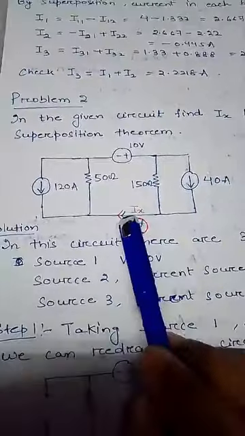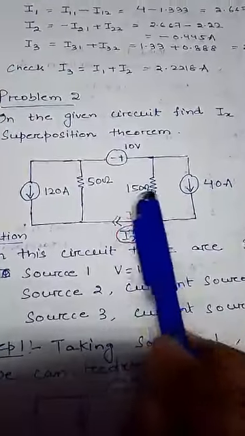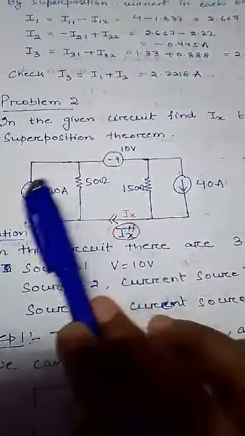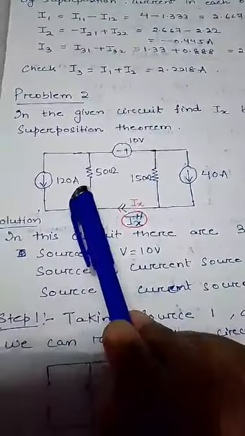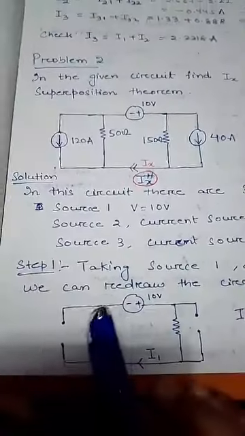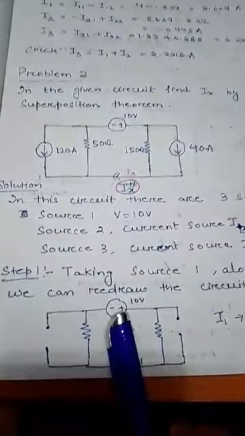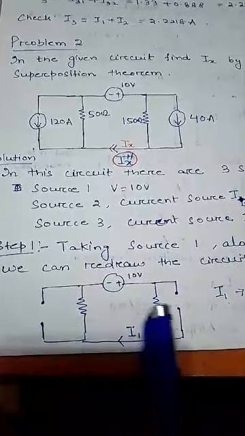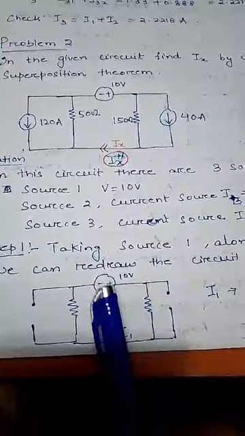As per the superposition principle we will use one source at a time and make the other sources ideal. If it is a voltage source we will short circuit it, while if it is a current source we will open circuit it. Now let us redraw the circuit. We will take source 1, that is only the voltage source, and make the current sources ideal by replacing them with open circuits. This is my voltage source.